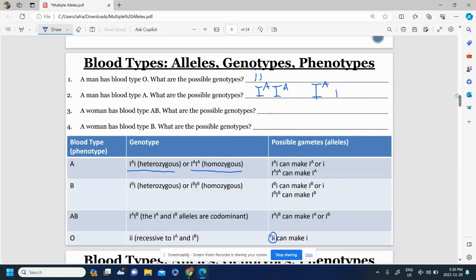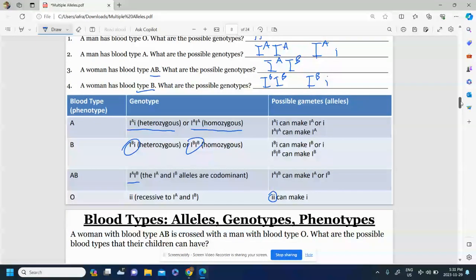A woman has blood type AB. What are the possible genotypes? Remember, A and B are codominant. So you can only be IA, IB. If we're type B, you could be heterozygous or homozygous type B. So if you're homozygous, you're IB, IB. If you're heterozygous, you're IB, i. So that's your first type of problem that you need to know how to do. You need to know those genotypes in order to do the problems that will be coming up.